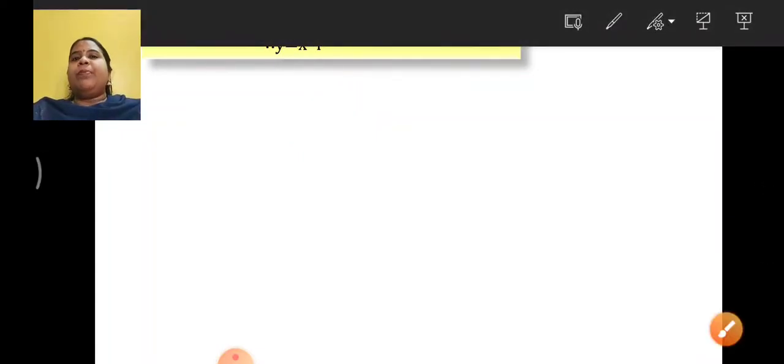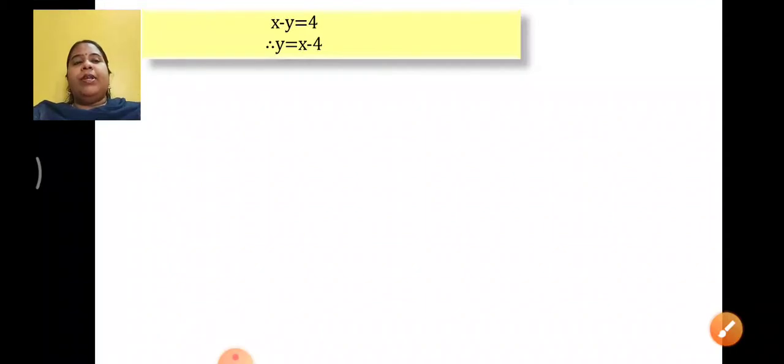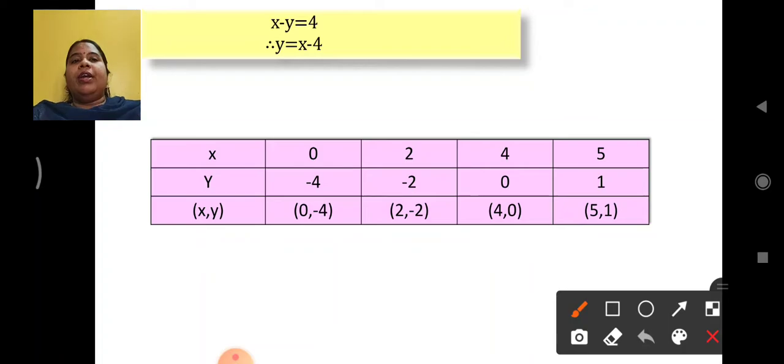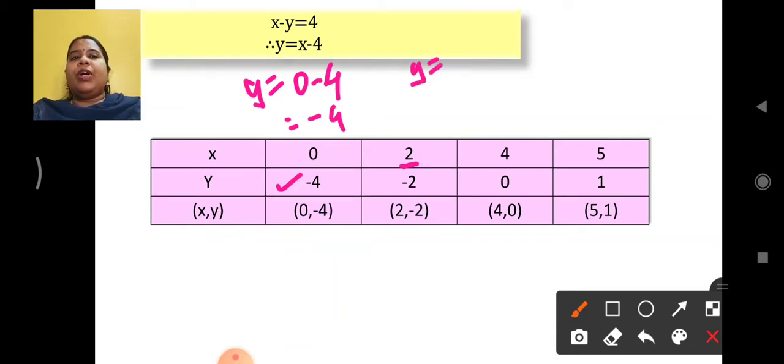So a table can be prepared here also. See how it can be done. First value I am going to take as 0. So if I take x as 0 here, 0 minus 4, what will be the corresponding value of y? It will be nothing but minus 4, the first answer. If I take x as 2, what will be the corresponding value of y? It will be 2 minus 4, that is equal to minus 2. I hope you are understanding this. This is a very easy equation. Directly also you can solve. No need to show the calculation. So I have directly done it.